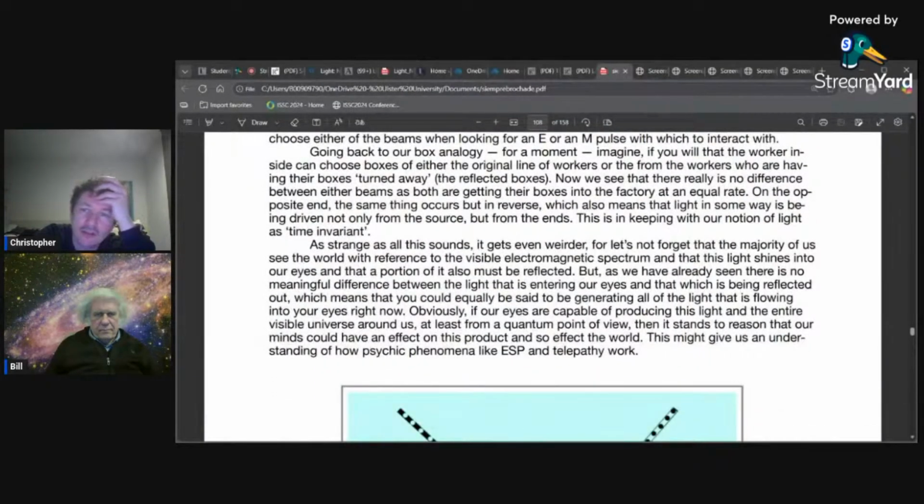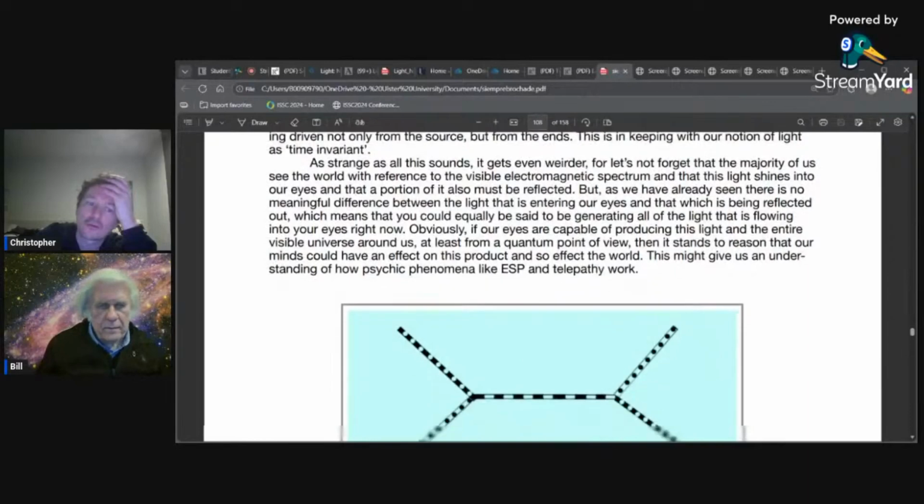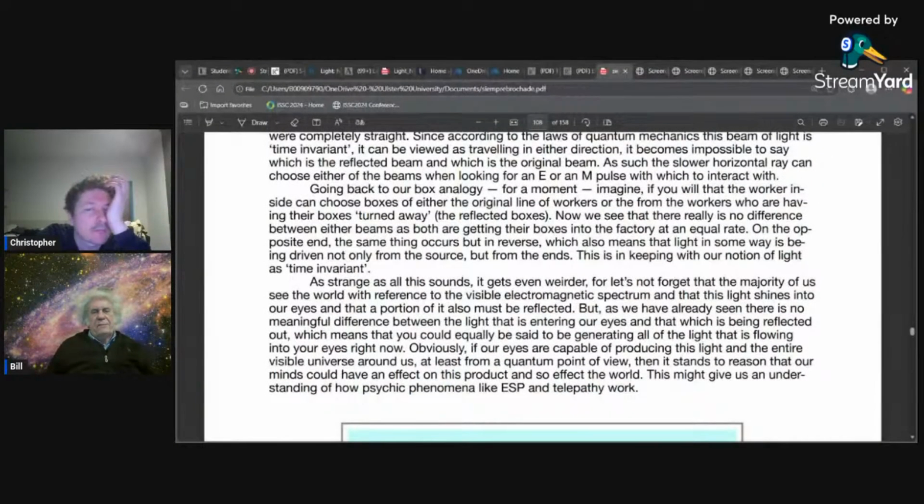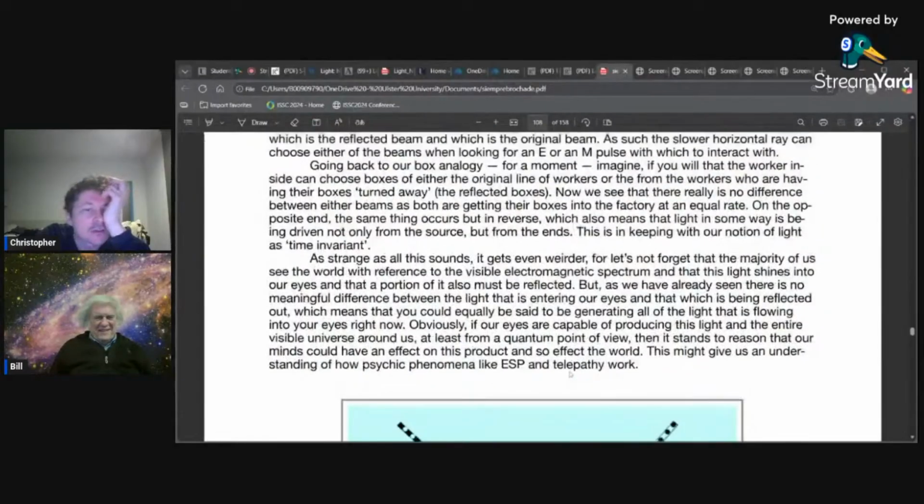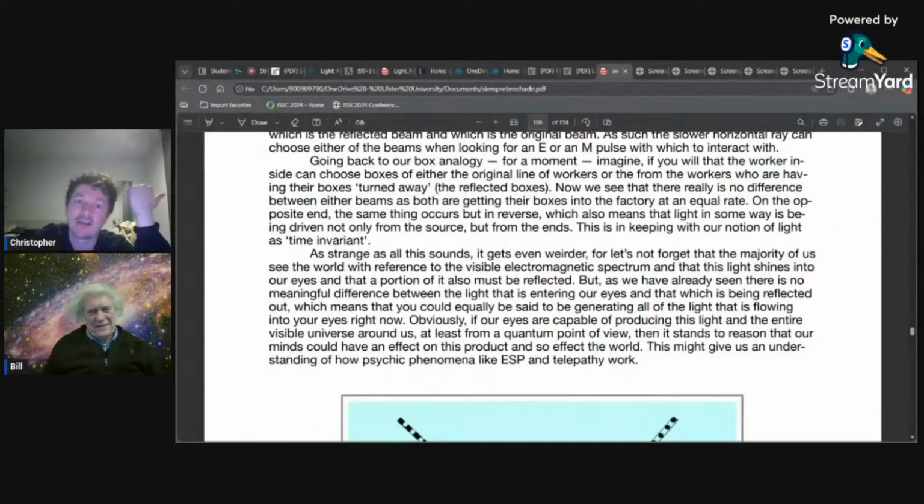So if we go back to our box analogy, imagine that the worker inside can choose boxes of either the original line of workers or the other. So we have a line of workers here, and then we have a line of workers here. So this one can turn away a box in this direction and send a box in. And so you've got an assembly line. Yeah, and so the guy inside has the option to turn away a box, sending it back out.